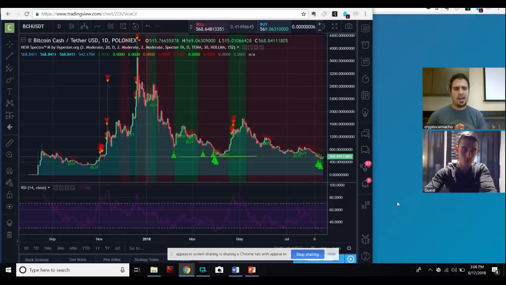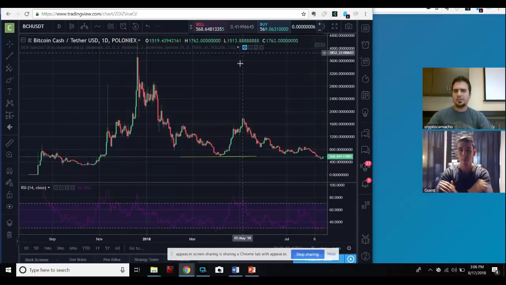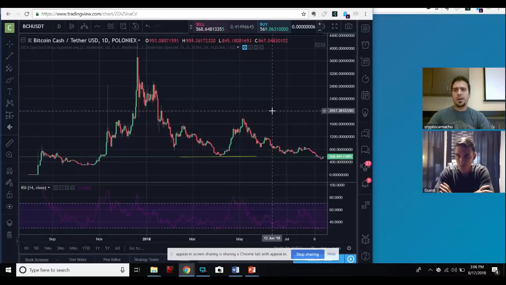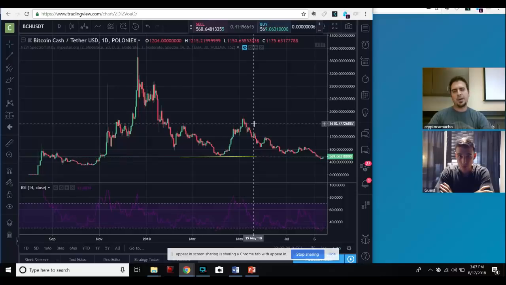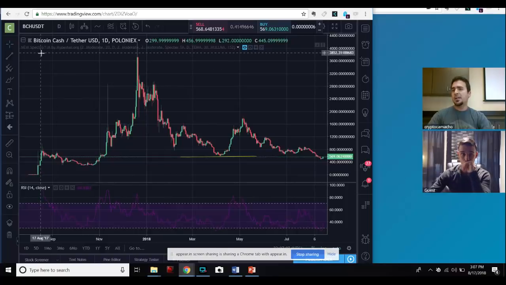Everybody can see my screen now. I think everybody is all set up. So guys, I'm going to turn off Spectro just for a second. What I'm showing you right now is just a view of TradingView.com, the platform that I use to trade. I use Coinigy as well. This is TradingView on the Poloniex exchange, looking at Bitcoin Cash to Tether.